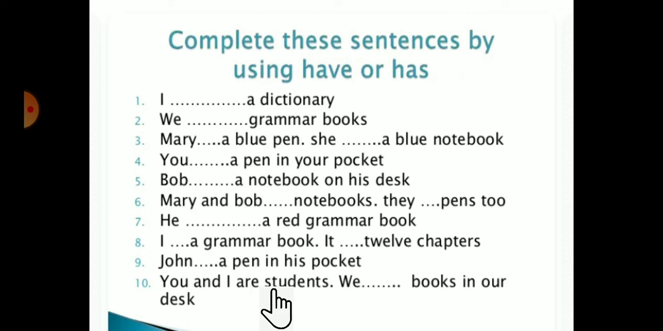You and I are students. We have books in our desk. So student, did you get how we have used have or has? Here in these blanks, because it is very important to understand when to use have and when to use has. Have is always added after first persons, and it will be added with the third person in the form of they. Has is always added with third person like he, she, it, or with the name of an individual person. Understood? Let's begin with another slide.